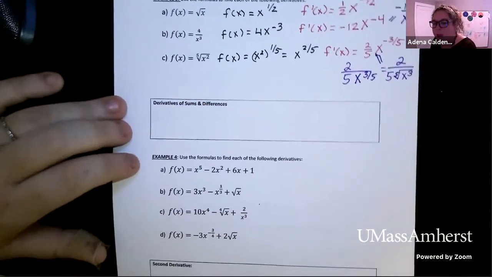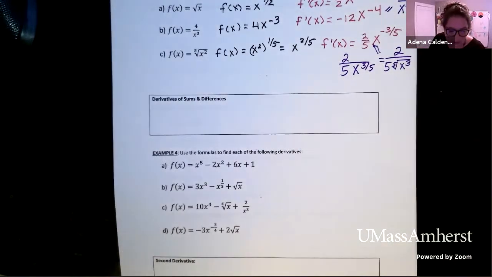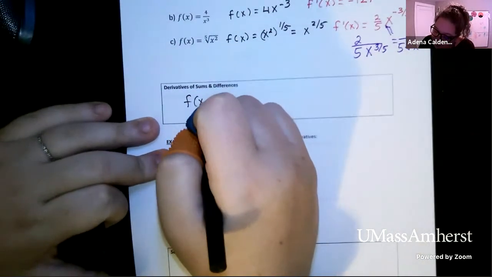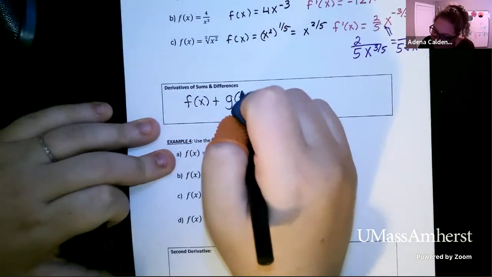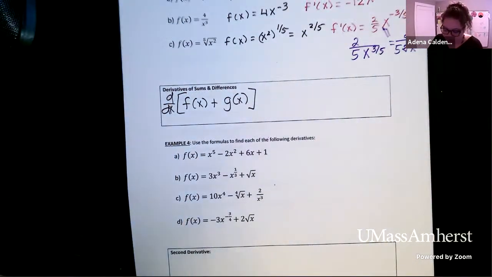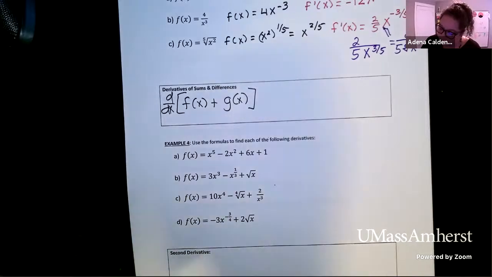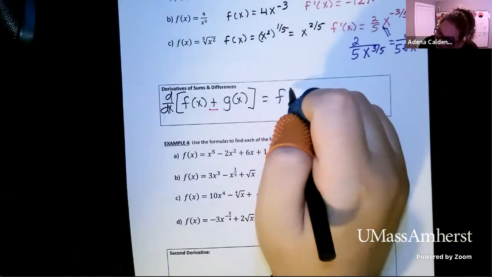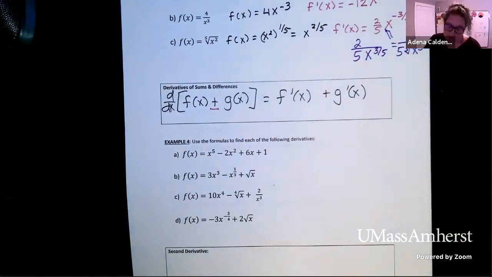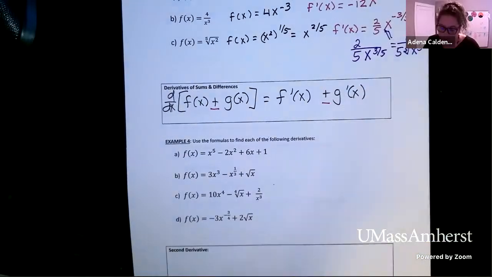So we're going to keep building on to our rules here. The next one is sums and differences. So what does that mean? That means when you add and subtract terms, how does that impact the derivative? So let's say we have one function plus another function, and we want to take the derivative. And this is also true for subtraction. Then what we can do is take the derivative of the first function plus the derivative of the second function. And if it's minus, then there's just a minus there.